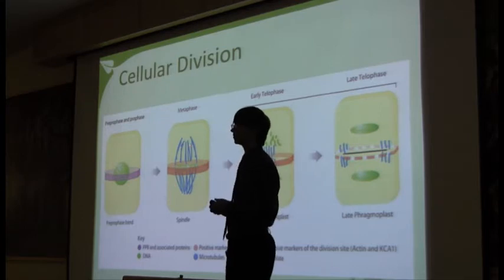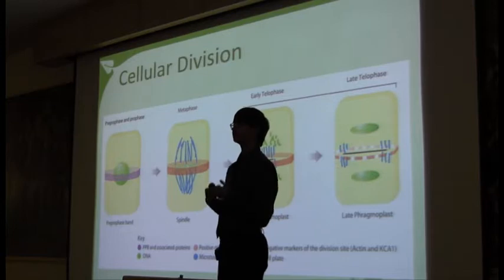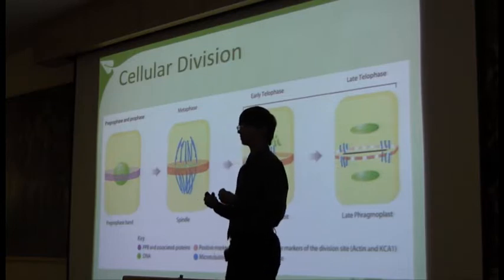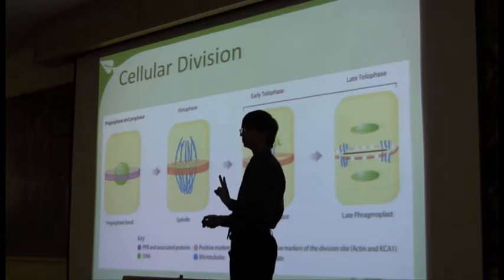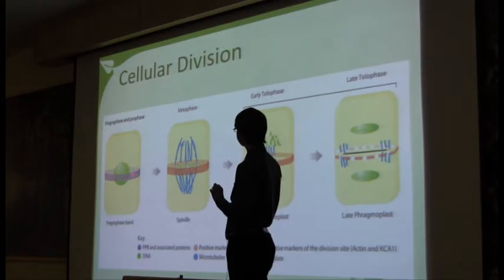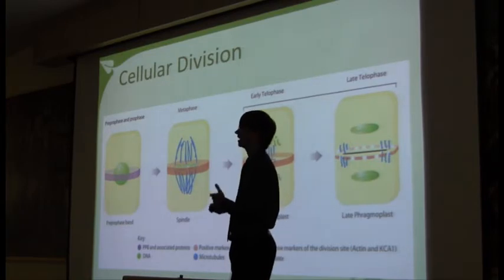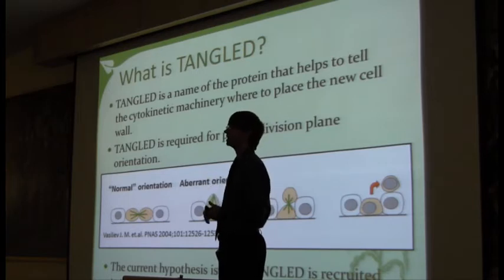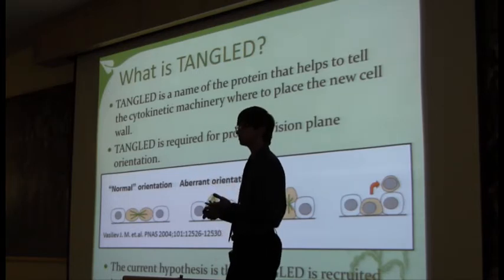In metaphase, it creates the spindle, which helps to separate the different bits of DNA. And in telophase, it helps to drive the cytokinetic machinery, or the phragmoplast, to the edges of the cell wall in order for it to divide. We can find TANGLED in two areas. We can find it in the nucleus, and we can find it in the band around it, also known as the division site. And what TANGLED does is, at the division site, it helps to signal to the cytokinetic machinery to tell it where to divide the cell.